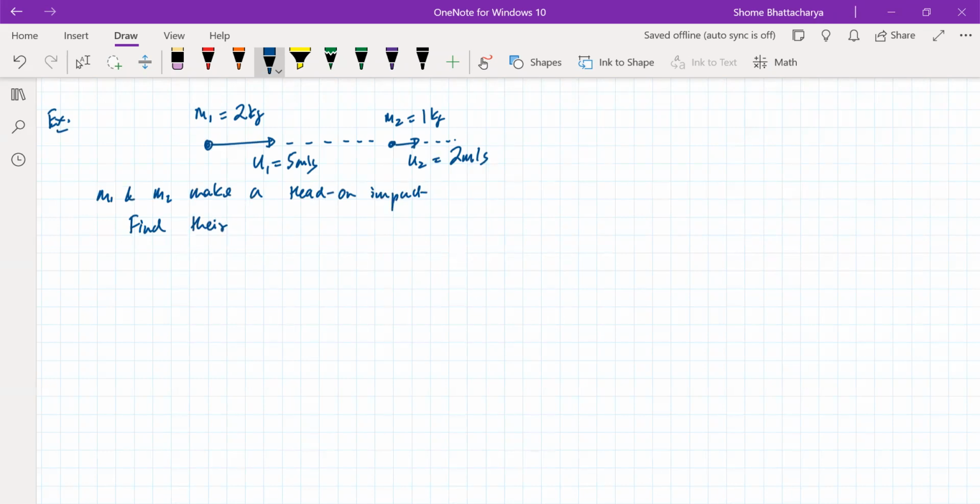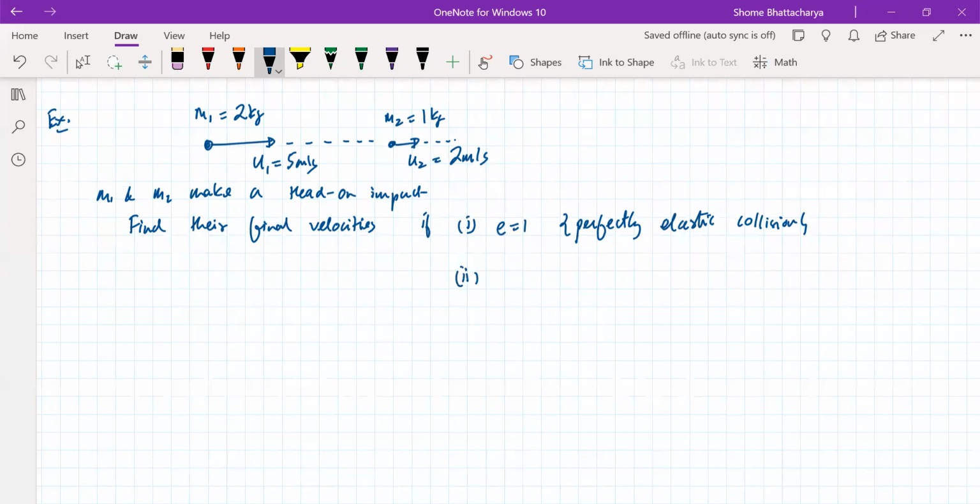Find their final velocities if E is equal to 1, that is, it's a perfectly elastic collision. Or if E is equal to 0.5, it is an inelastic collision. And also find the percentage loss in kinetic energy.